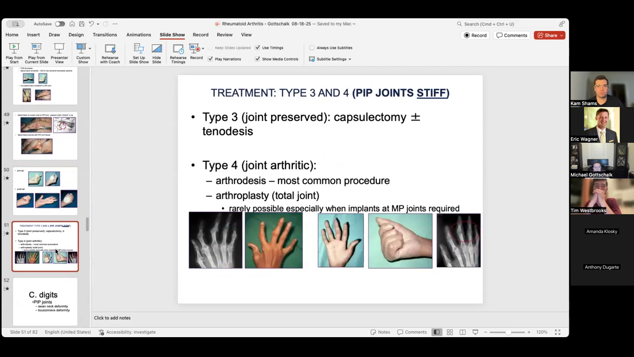Type 3 and 4, where people are stiff, this is the one where either you can do a capsulectomy and/or a tenodesis, or if they're arthritic, we often fuse them. And fusions for RA patients do exceedingly well at the PIP joint. Oftentimes, we'll couple it with an MP joint arthroplasty, because they often have multiple issues. It's a lot more rare to do a silicone PIP joint arthroplasty. Part of the reason is that the vast majority of the time, the collateral ligaments of their PIP joint are not good. And often you can't do that in combination with an MP joint either. So just something to keep in mind.